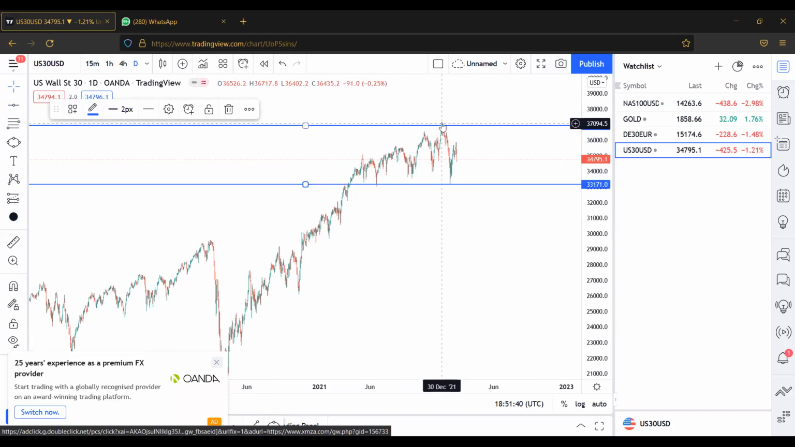The double top was here. No, the next higher low, the next lower high. Sorry, go to the current structure. Yeah, there. Would you say that we have a double top there?